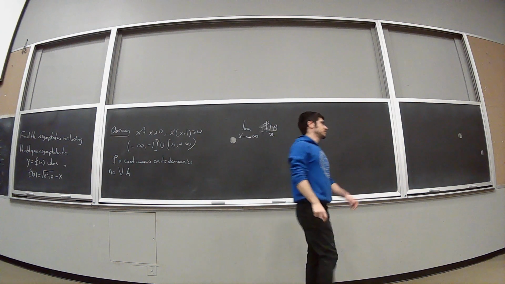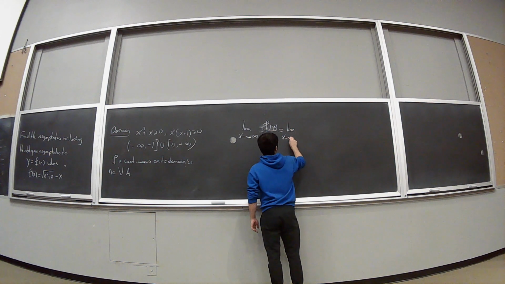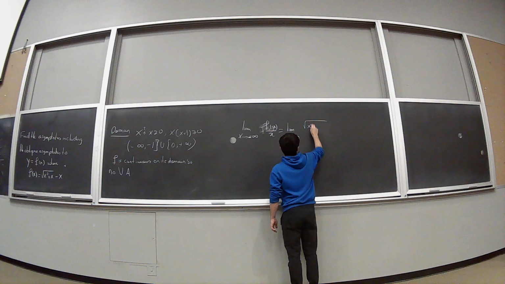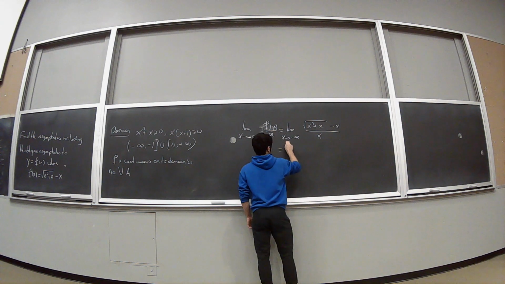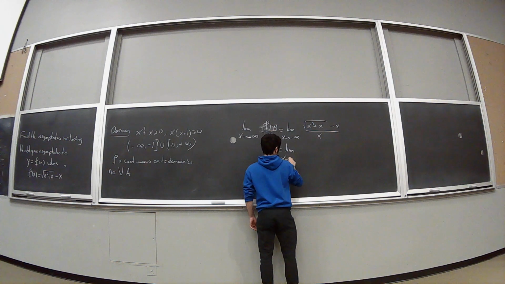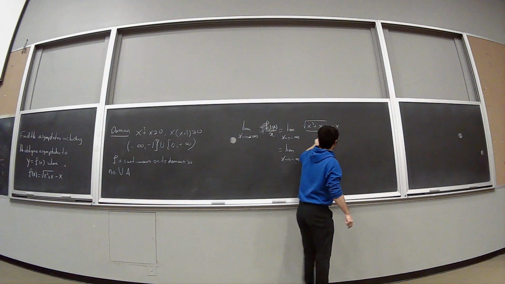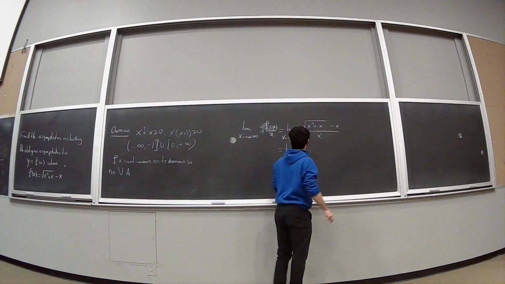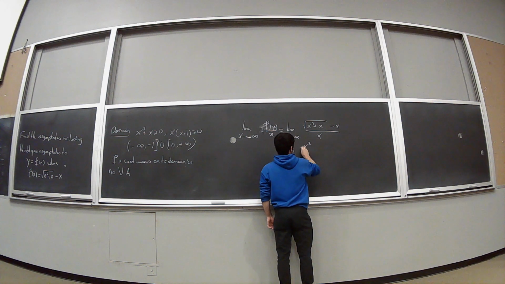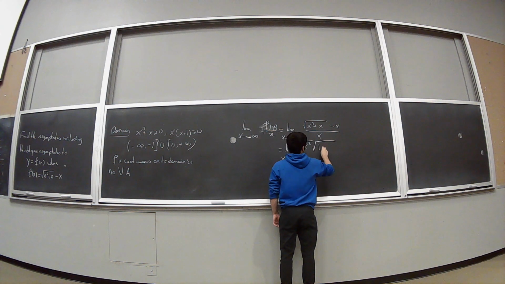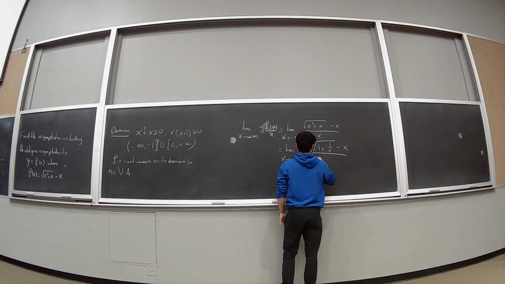The limit as x goes to minus infinity of f of x over x, which is the square root of x squared plus x, minus x, all over x. Now what do I do? I have infinity over infinity. So let us factor the highest power: the square root of x squared times the square root of 1 plus 1 over x, minus x over x.